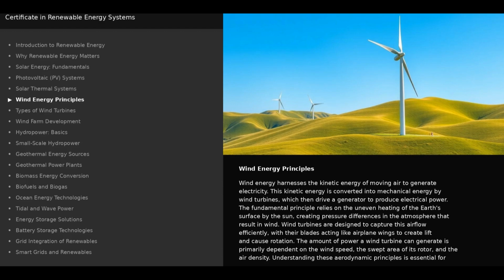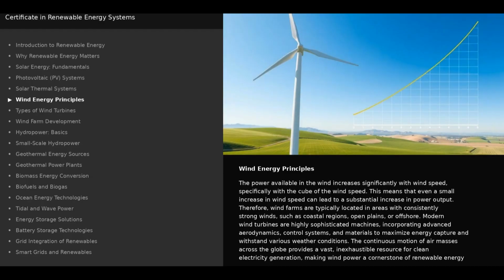Wind turbines are designed to capture this airflow efficiently, with their blades acting like airplane wings to create lift and cause rotation. The amount of power a wind turbine can generate is primarily dependent on the wind speed, the swept area of its rotor, and the air density. Understanding these aerodynamic principles is essential for optimizing turbine design and placement.